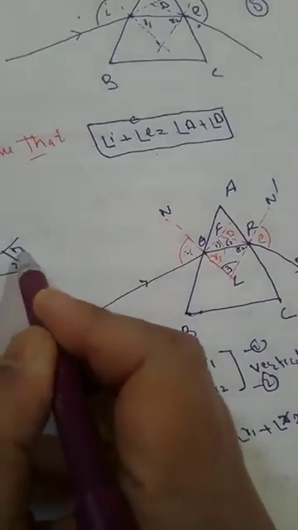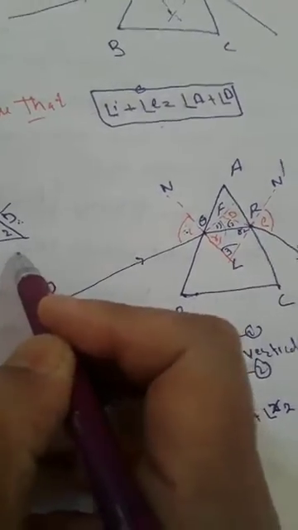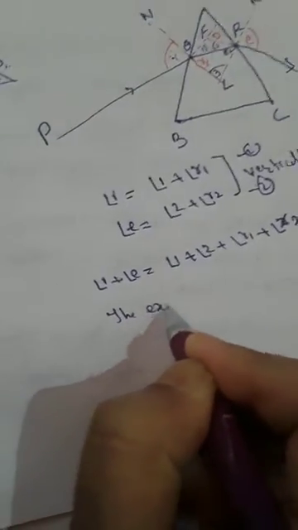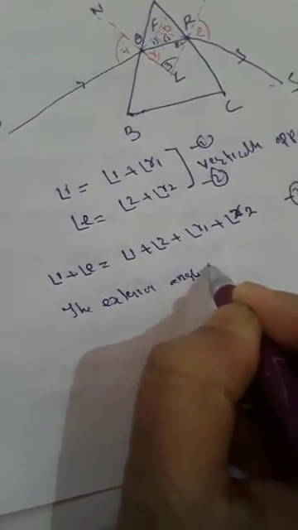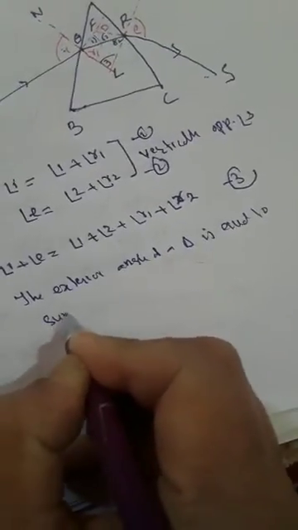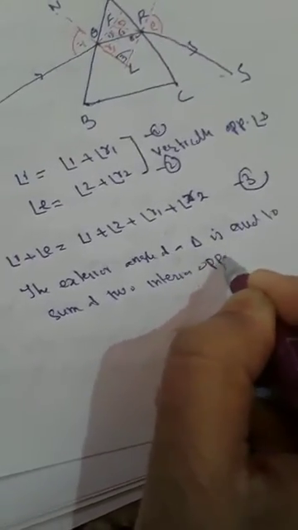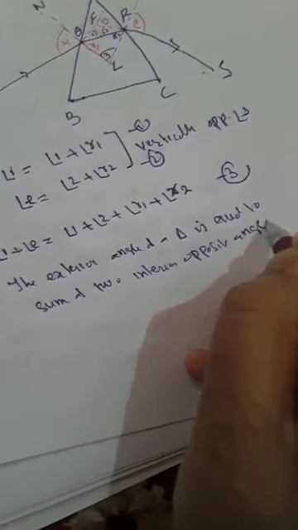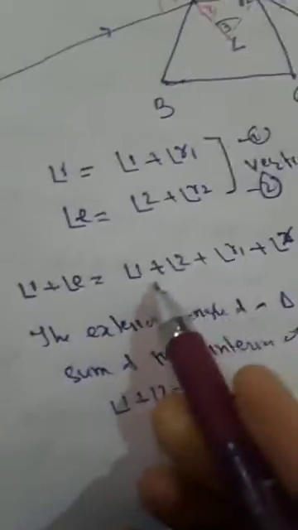In triangle FQR, it is angle 1 here, angle 2 here, and angle D here. The exterior angle of a triangle is equal to the sum of the two interior opposite angles, if you remember. That means here angle 1 plus angle 2 is equal to angle D.